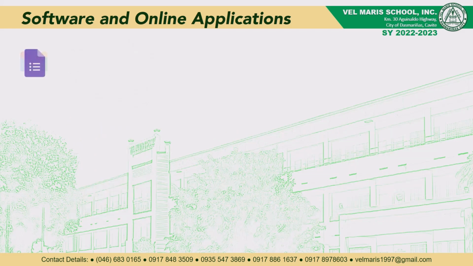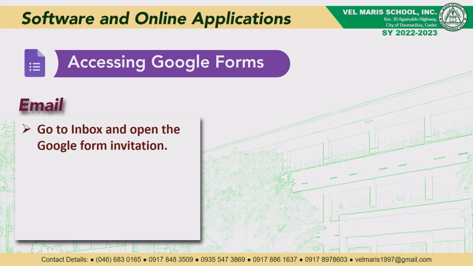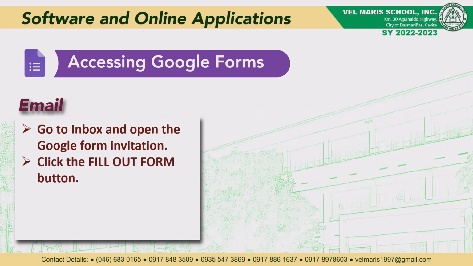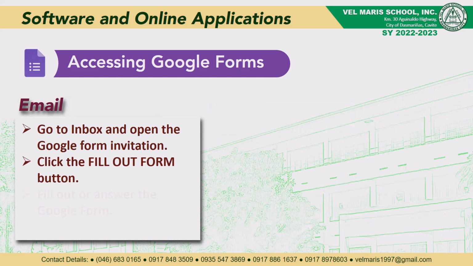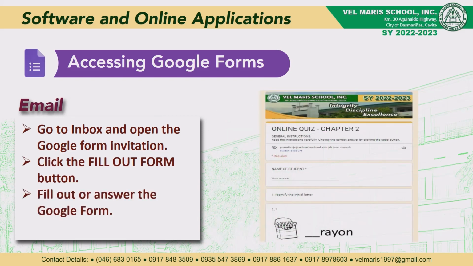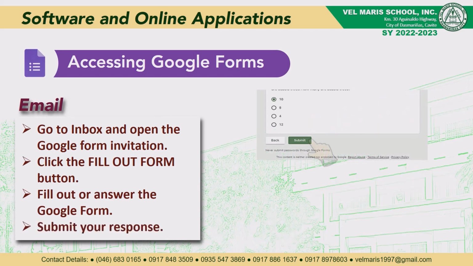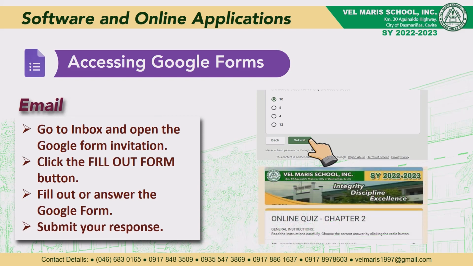To access the Google Form from email, go to Inbox and open the Google Form invitation. Click the Fill Out Form button. Fill out or answer the Google Form. Submit your response. Make sure that you answer all the required items and wait for the result.